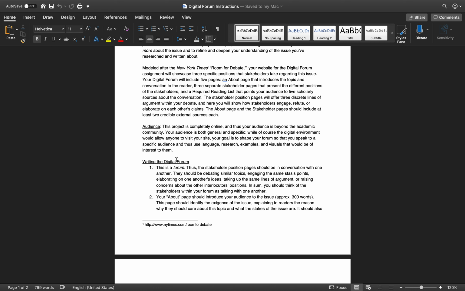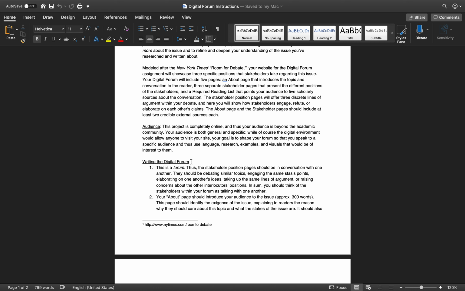Digital Forum. So the first thing is you're going to create an About page, which is similar to the introduction of a paper. So you should briefly explain the issue at hand, explicitly state your research question, argue for the exigence of the question, and outline the positions that you'll be exploring in the rest of the forum. You're going to be using at least 2 new sources on this page, either scholarly or popular, so long as they're credible.